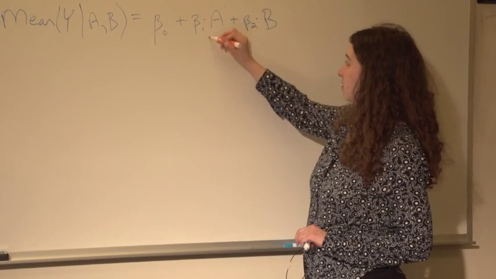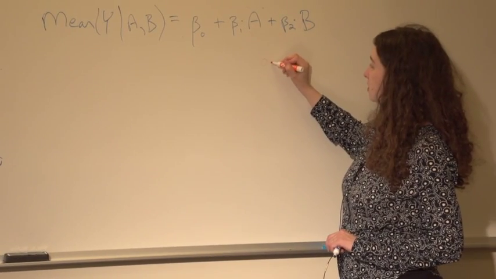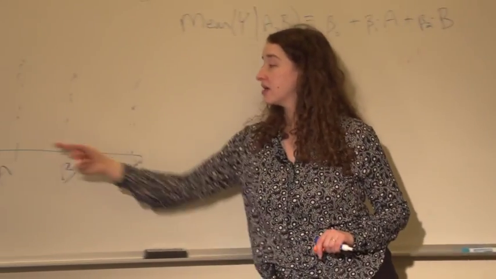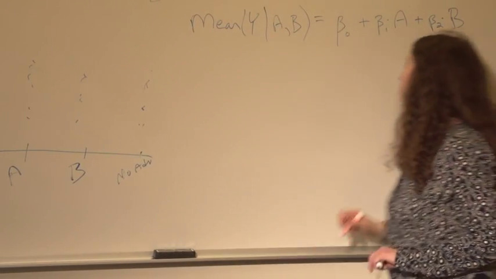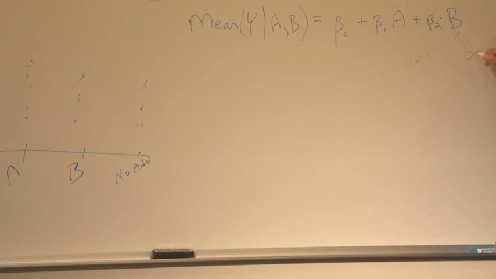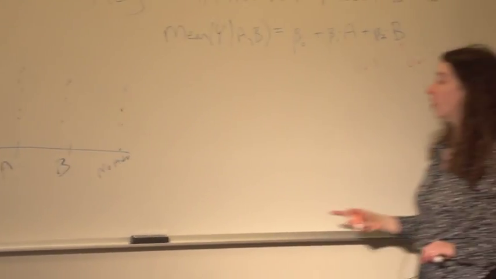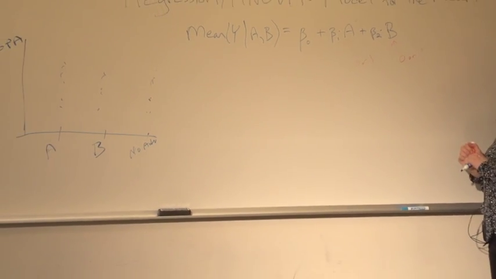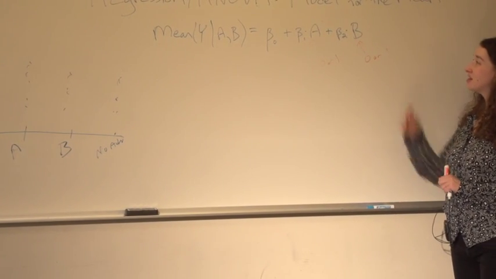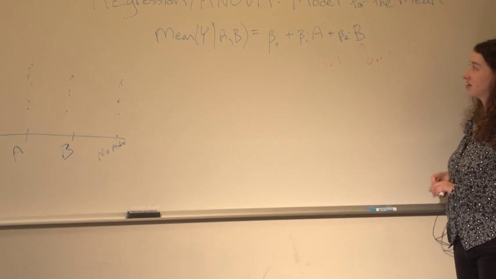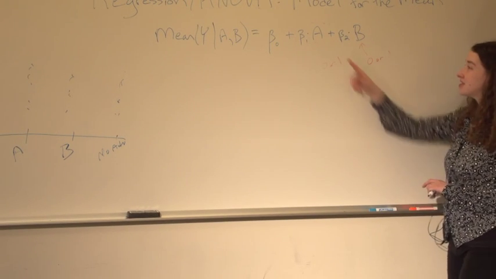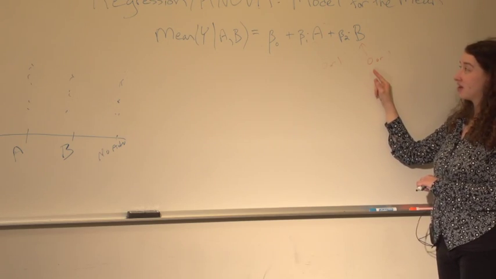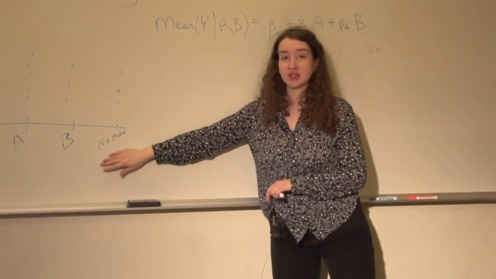Here, the A is a 0 or a 1. It's equal to 1 if you're in group A and 0 otherwise. Here, this B is also a 0 or a 1. It's equal to 1 if you're in group B and 0 otherwise. Why don't we also need a no advising step over here? Well, if A is equal to 0, so you're not in group A, and B is equal to 0, so you're not in group B, then you must be in the no advising group.